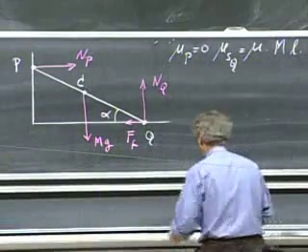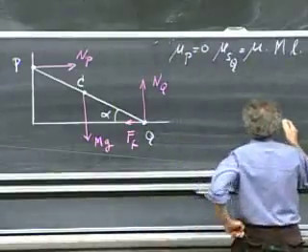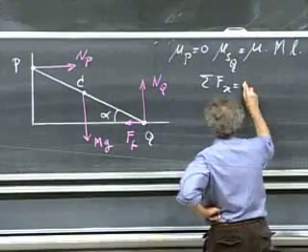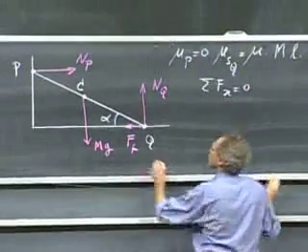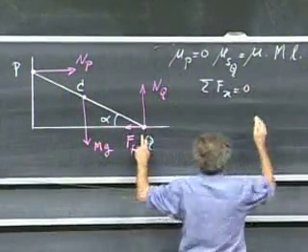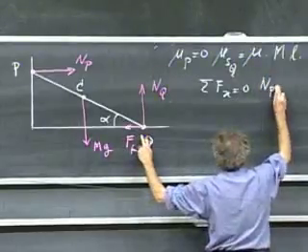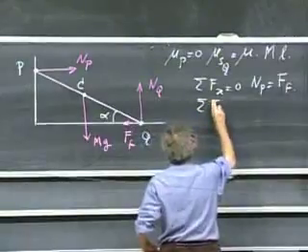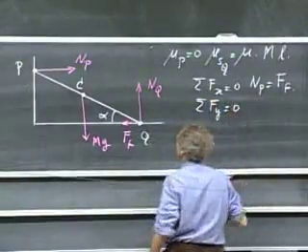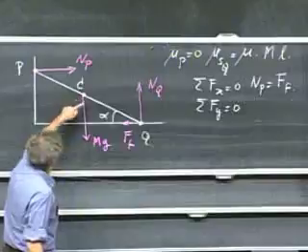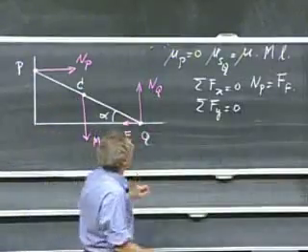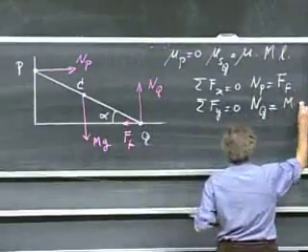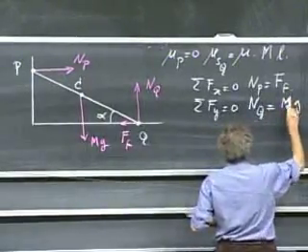And now we can start our exercise, and we can say, all right, the sum of all forces in the x direction has to be 0. So that means that N of P must be, in magnitude, the same as the frictional force. Now the sum of all forces in the y direction has to be 0. So that means that mg must equal N of Q. N of Q must be mg.